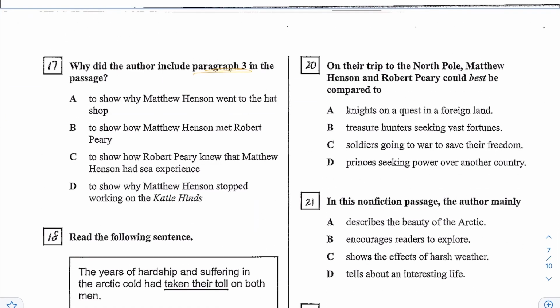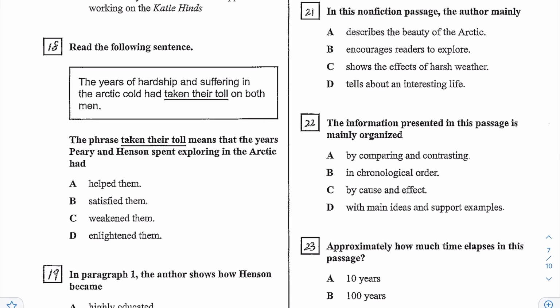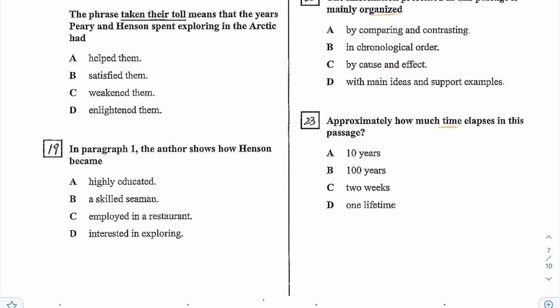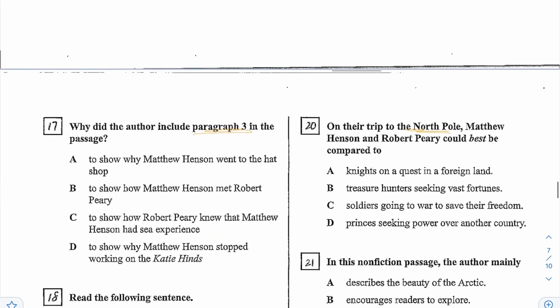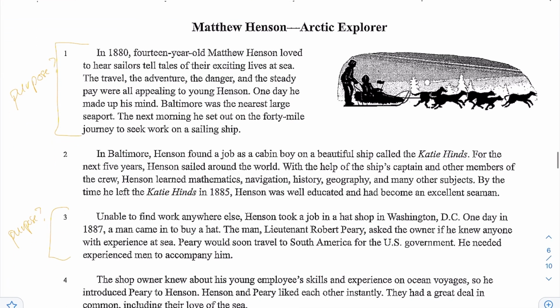Next, for number 20, under trip at the North Pole, they could best be compared to. So focus on North Pole. This is a nonfiction passage, so what's the point of it? And then how is this information organized? So how did the author present this information? And how much time elapsed? So that's something to keep in mind. So let's go back to the text, and then we can do a close read.